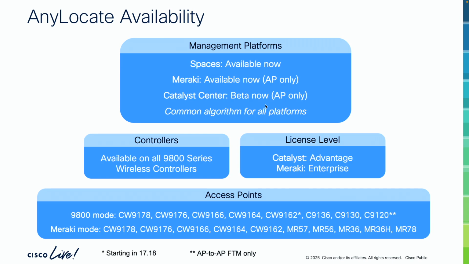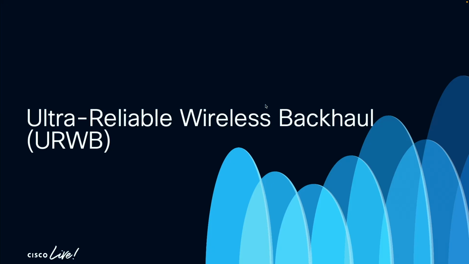These are the platforms and access points that are supported. I won't read through all of them, but it's supported on a lot of APs going back a few generations. And like I mentioned, all of our platforms. If you want to test it on Catalyst Center, please reach out to me and I can turn it on. It's a controlled beta at the moment, but I can absolutely turn it on for anyone that wants to test it. So the last topic I want to talk about is UWB, or ultra reliable wireless backhaul.